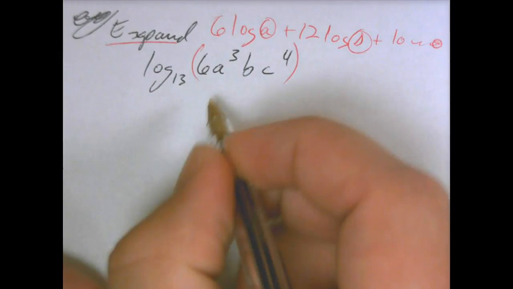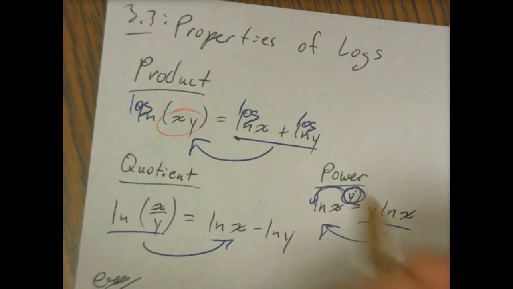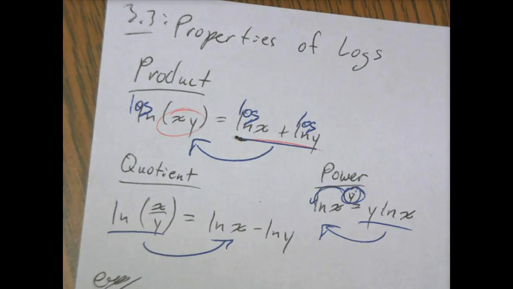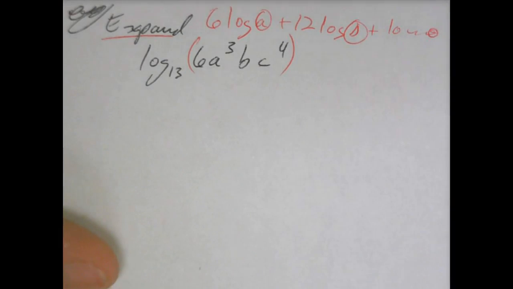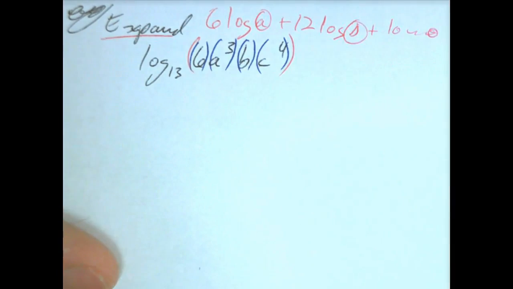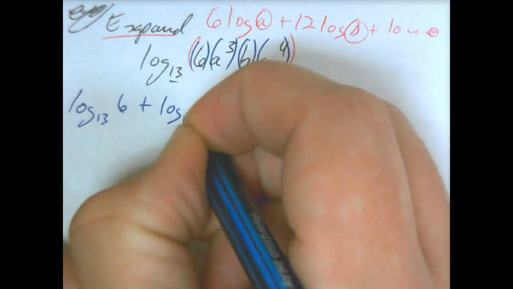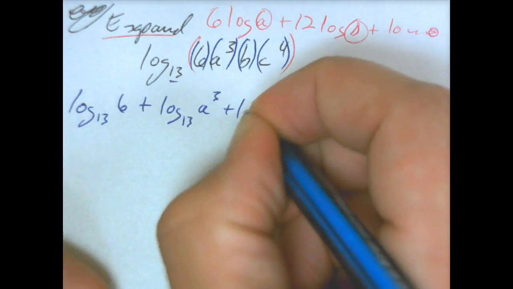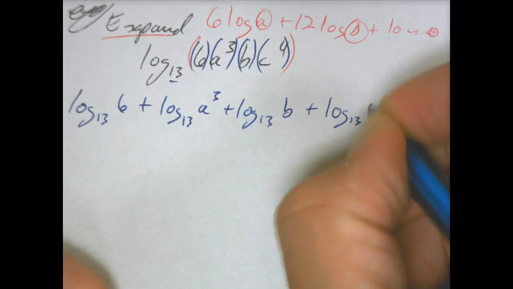Well, notice here, all of this is 6 times a to the 3rd times b times c to the 4th. So I know by my product rule, if I have multiplication on the inside, I can just add all of those things together while taking the log of every individual part. So 6, a to the 3rd, b, and c to the 4th are all going to be in their own log by themselves. Keep the same base all the way through. So this is log base 13 of 6 plus log base 13 of a cubed plus log base 13 of b plus log base 13 of c to the 4th.